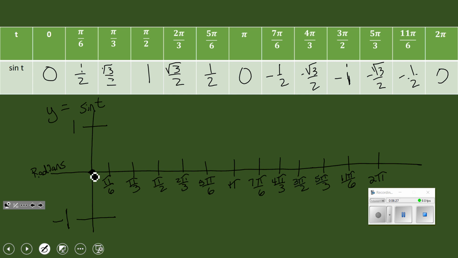If we plotted these, at 0, I'm going to be at 0. If I go over to pi over 6, where's 1/2? Positive 1/2. Where would 1/2 be? In between 0 and 1, right? Halfway. Then here we said this one's going to be about 0.87, so right below 1. And then when we get here, we're going to be all the way up at 1. Then we graph back down. Here's square root of 3 over 2. Here's 1/2. And then at pi, we're back down to 0. Then we go to negative 1/2, which would be down here.